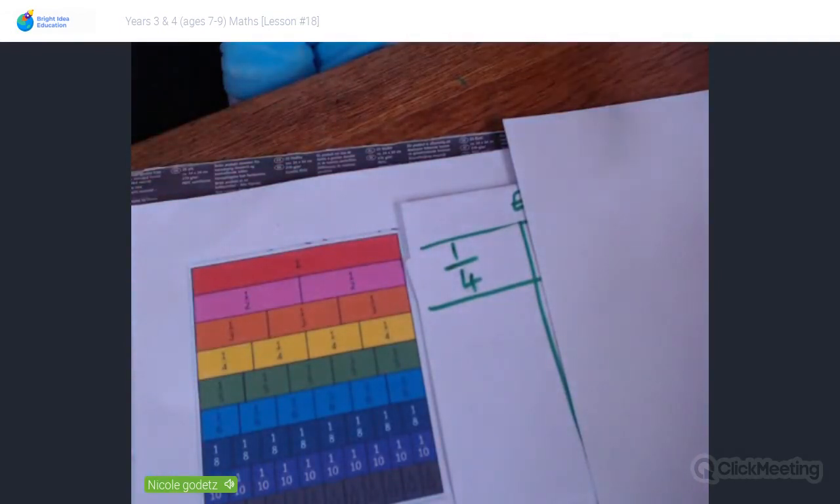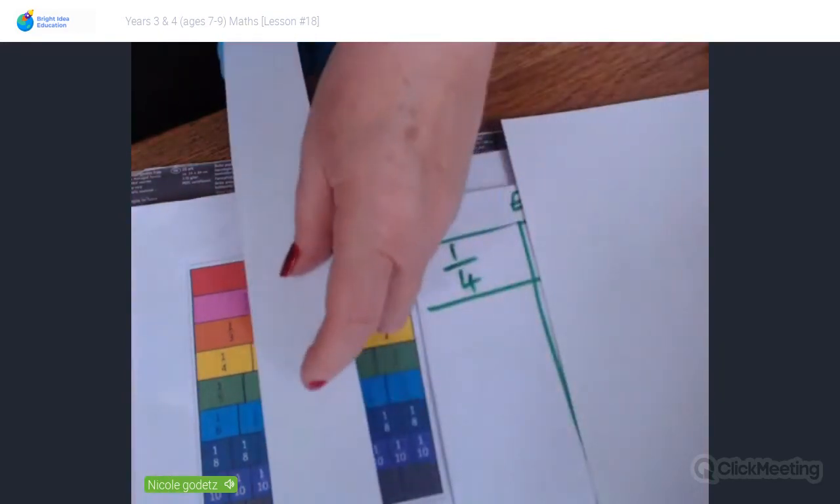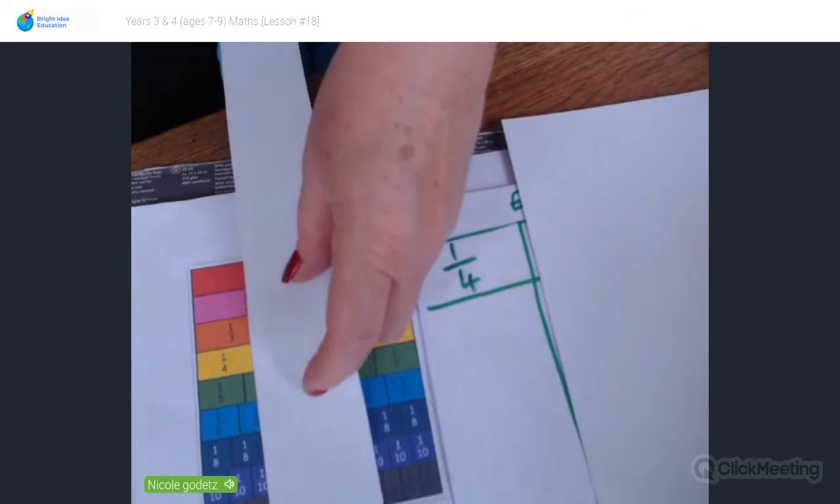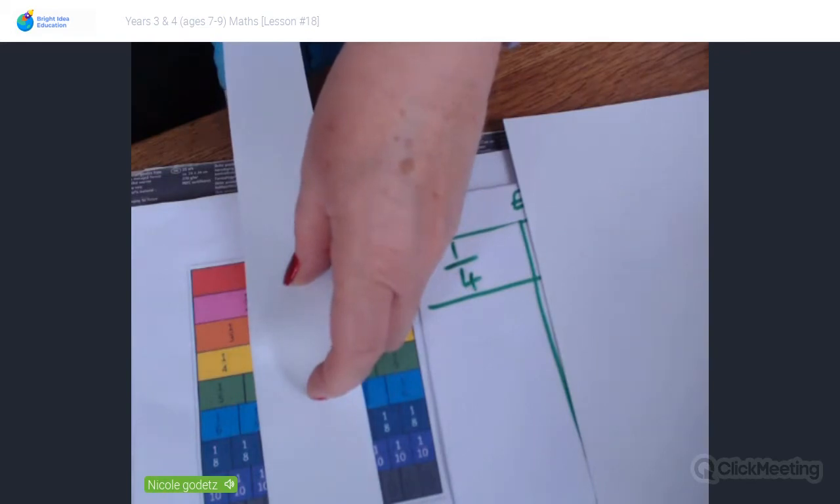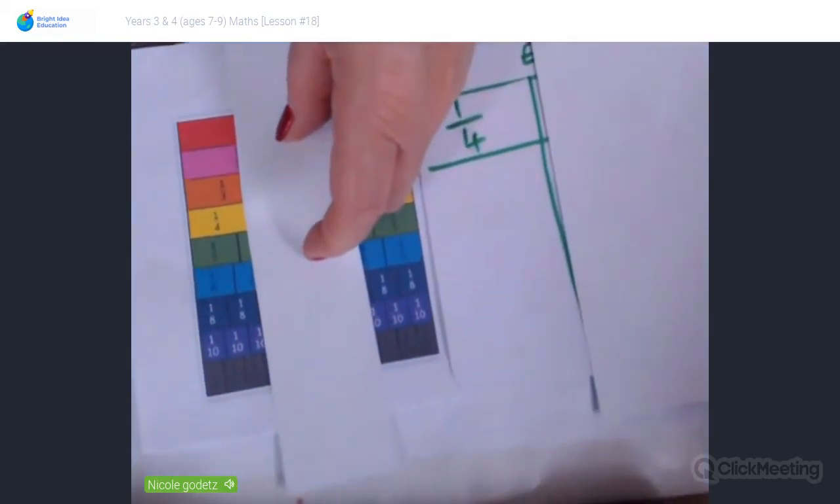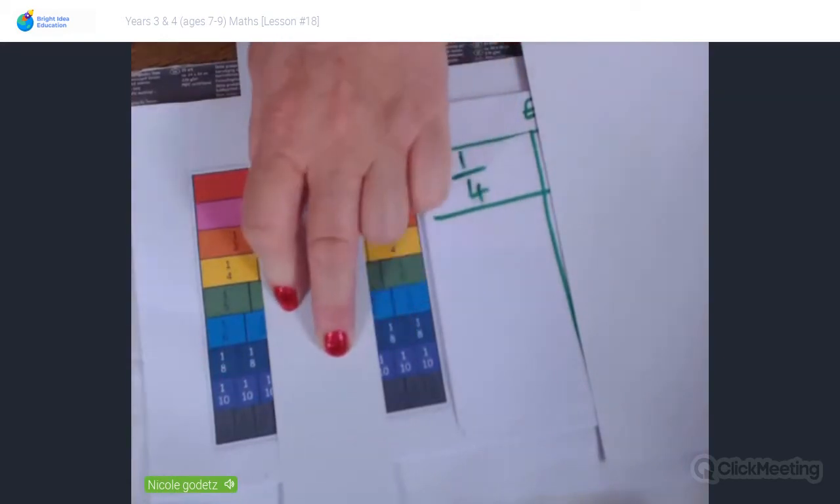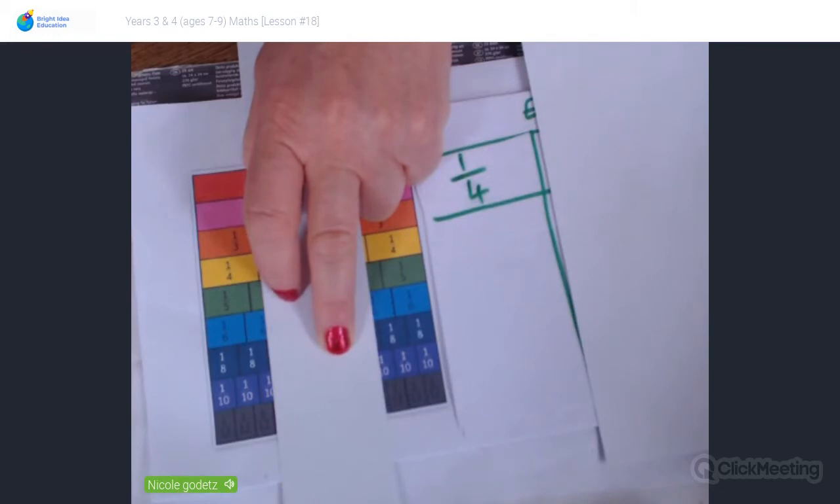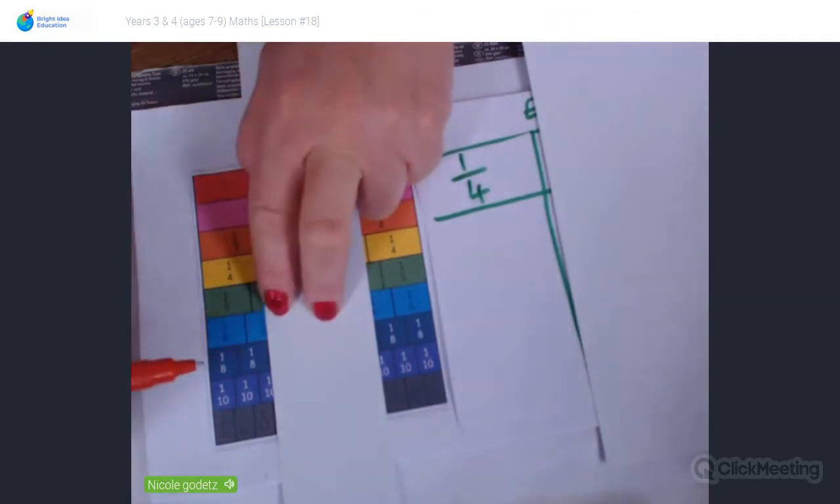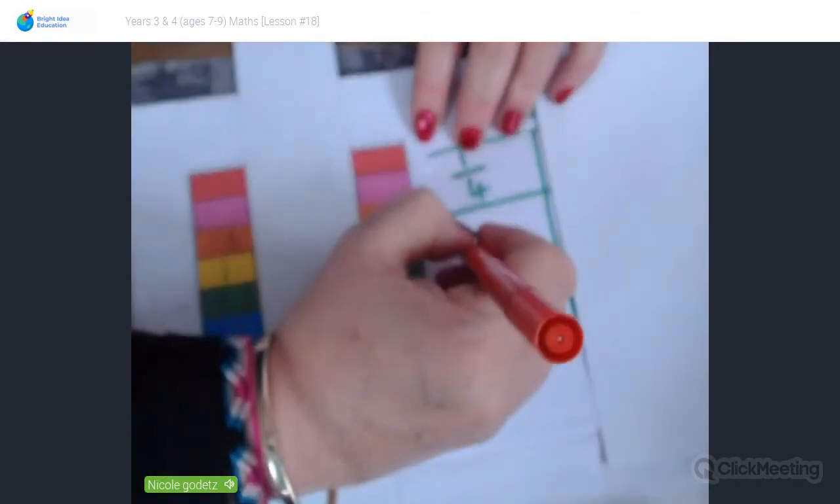Okay, so what other fractions? You can look on the chart here and say, well, there is 1/4. What other fractions can you see from the fraction chart that are the same? So if I line up with 1/4, what else can you see that are the same? So 2/8 are the same, aren't they? So we can have 2/8.